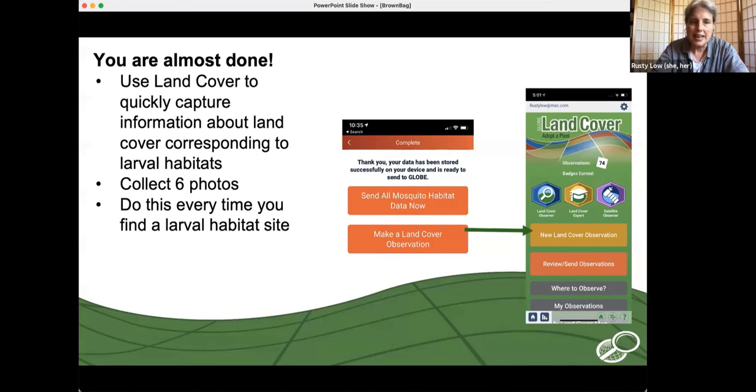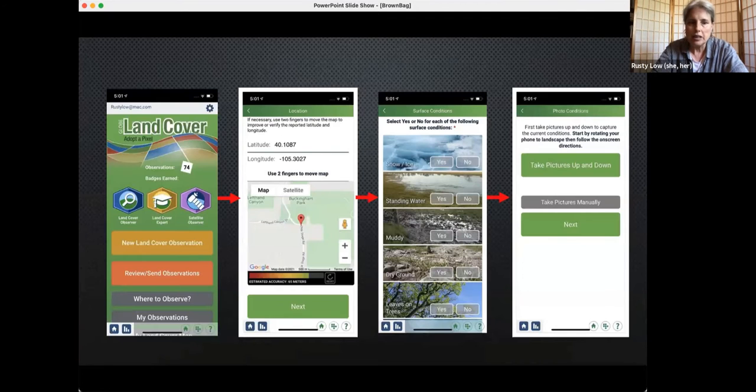So you're almost done now. Once you've taken those pictures using the mosquito habitat mapper, we want you to open up the land cover app and you can make a land cover observation. And this is also very, very easy to do. Next one, please. Especially because we're just asking you to take pictures. So if you remember the previous slides, the apps are designed so that the learning curve is really low. If you've done one of them, you can do all of them.